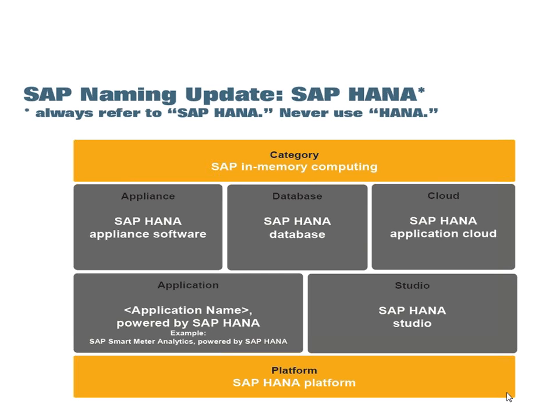If an application is using SAP HANA, then you call it as the application powered by SAP HANA. For example, you have SAP Smart Meter Analytics powered by SAP HANA. So anyways, you call the SAP HANA Studio or the studio as SAP HANA Studio, and when we're referring to the platform of SAP, we call it as SAP HANA Platform. So whole point is always use HANA combined or prefixed as a part with SAP. All right.